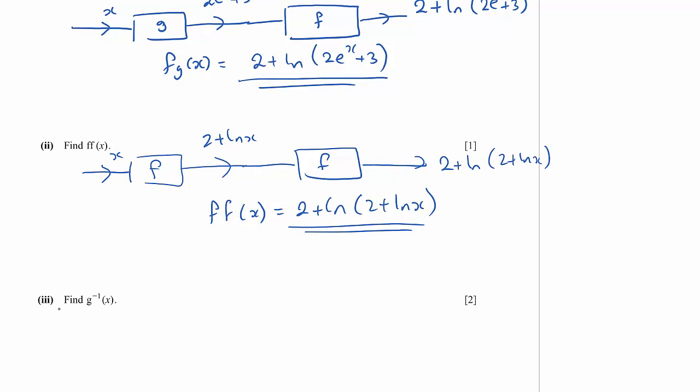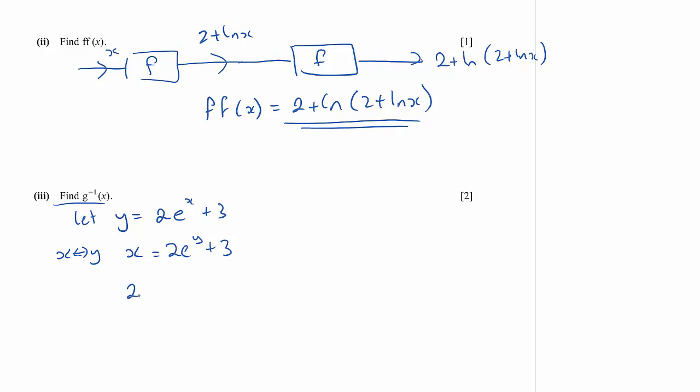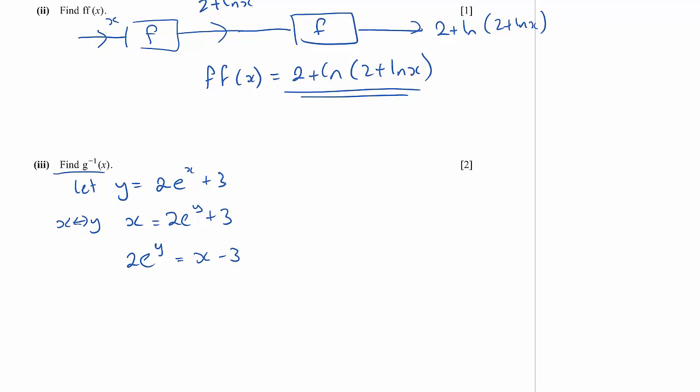And now we want to find the inverse of g. So in the usual sort of way, I'm going to let y be equal to 2e to the x plus 3. And then I'm going to interchange x and y. So x is 2e to the y plus 3. And now we want to make y the subject. So 2e to the y is going to be x take away 3. So e to the y is x minus 3 divided by 2.